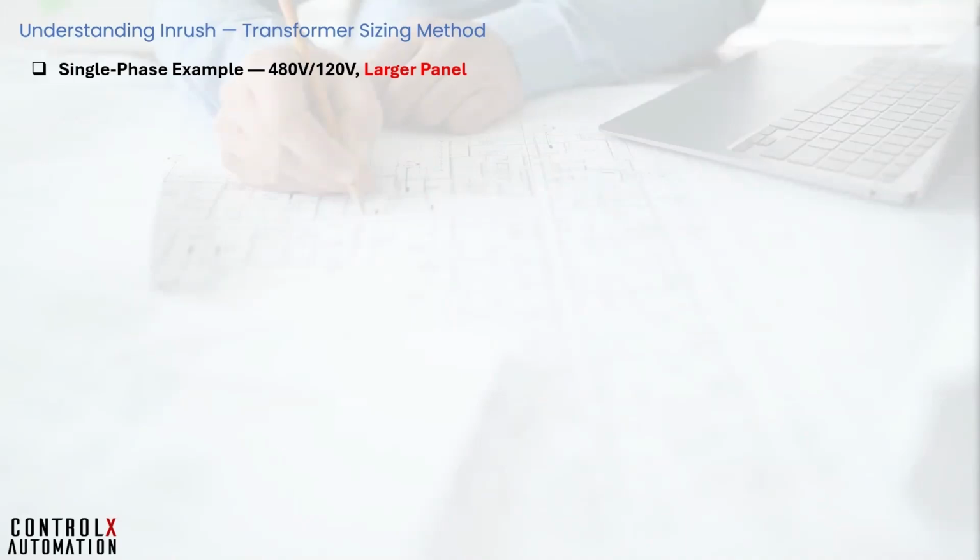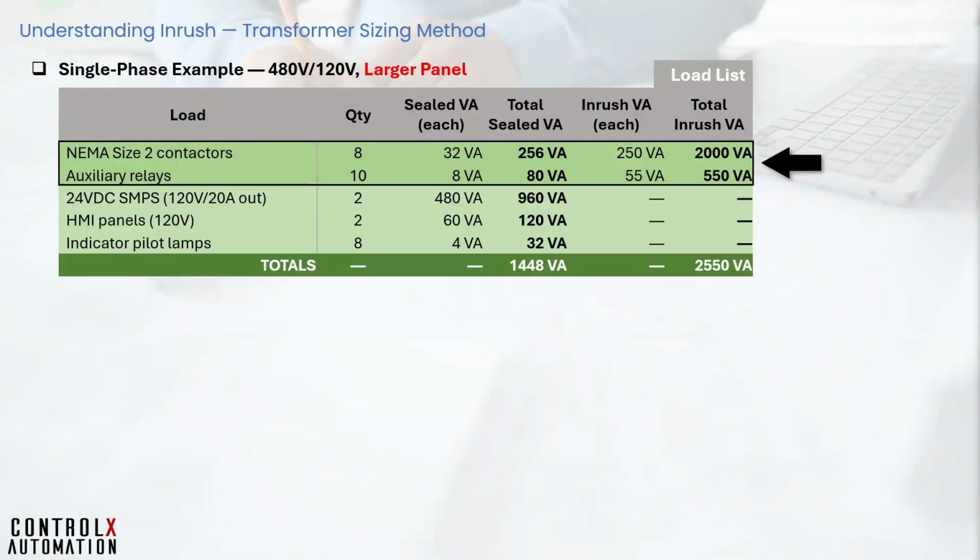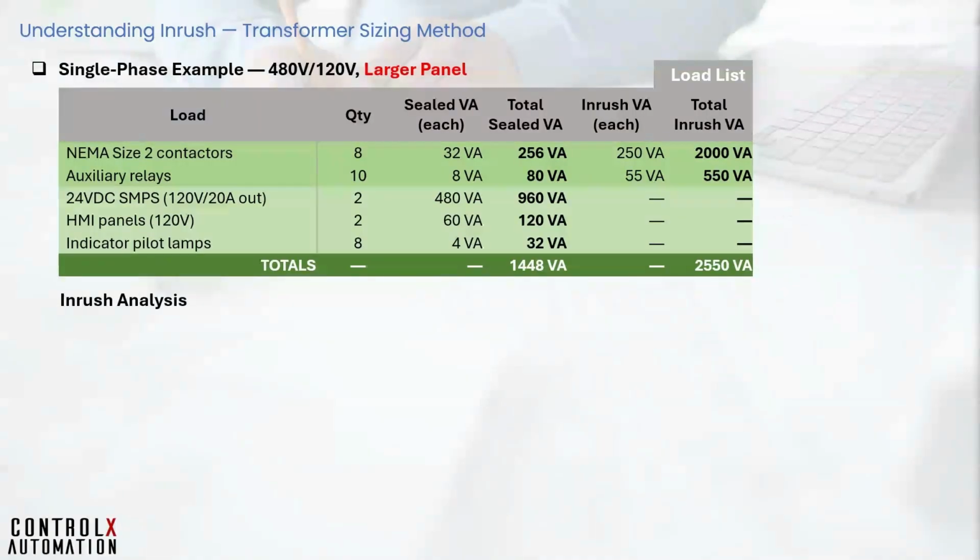For our second example, let's look at a slightly larger control panel. Here's my load list for the system. These are my electromagnetic switching loads. Let's do the inrush analysis just like last time. This is my total inrush VA.